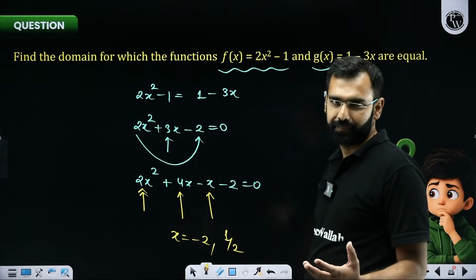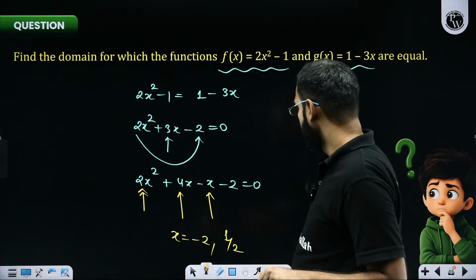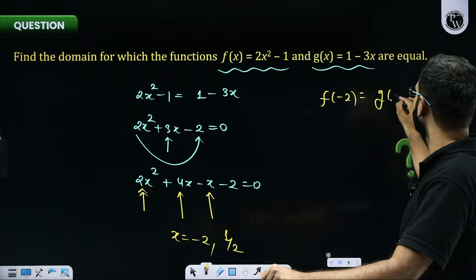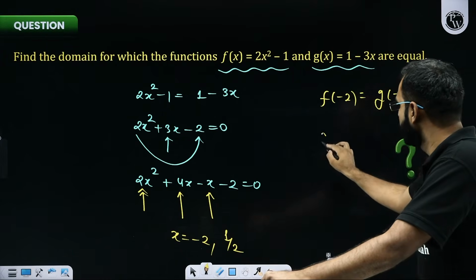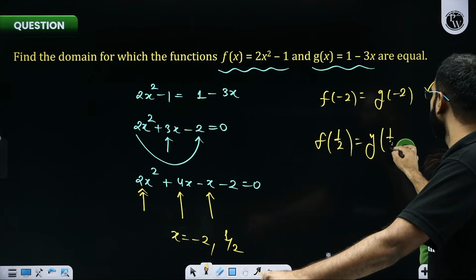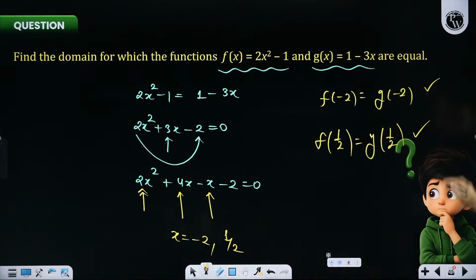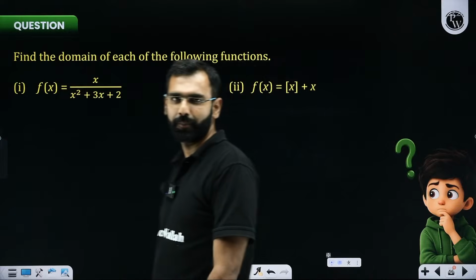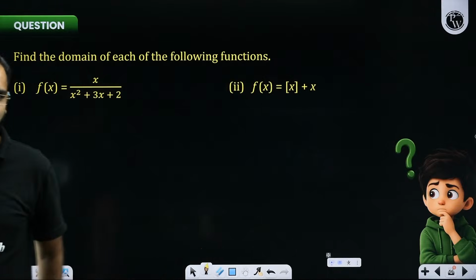functions are identical. What does it mean? It means whether you find f of minus 2 or you find g of minus 2, it will be same. Whether you find f of 1 by 2 or g of 1 by 2, it will indeed be same. I hope you got it. I hope everybody was able to crack it. Yes or no? Shall we move towards the next question in that case?